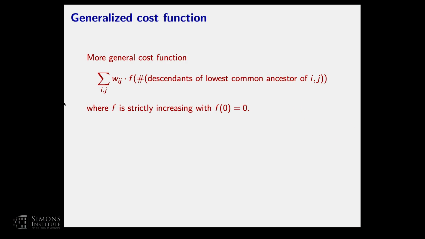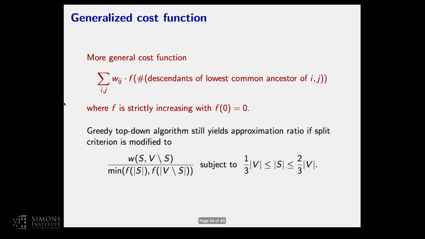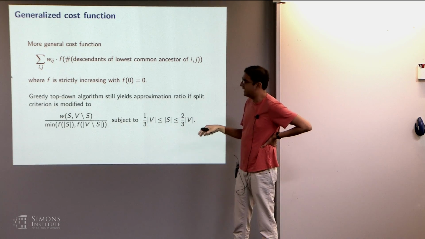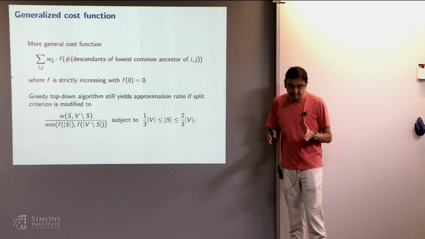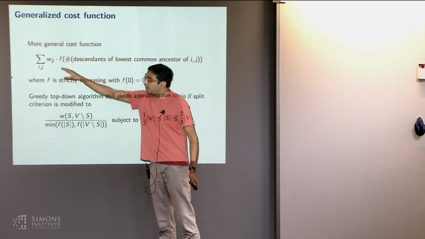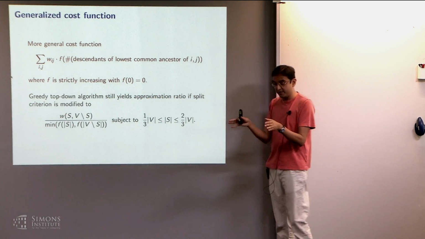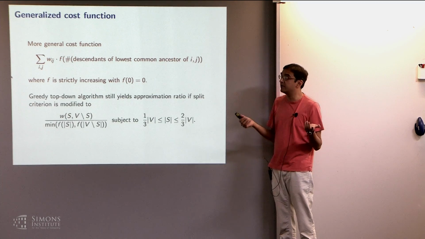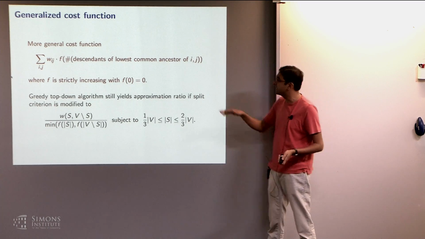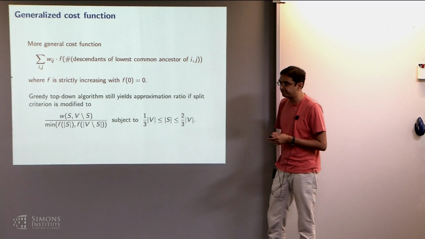And there's also, you can look at a generalized cost function where you have some other function of the number of descendants. So instead of looking at the fraction of the points that were left when the edge was cut, what if we want to look at the log of the fraction or the fraction squared or something like that, okay? And you can do something similar for all of those.